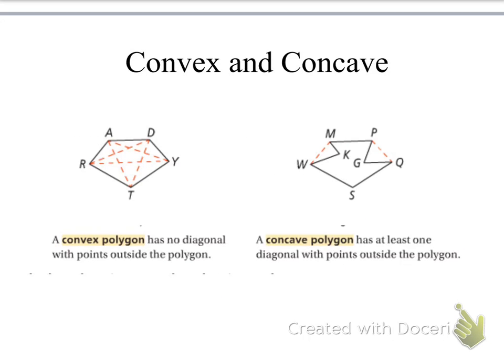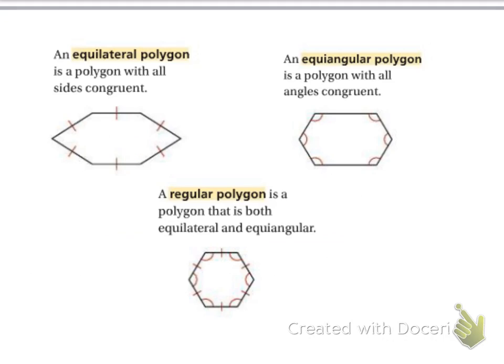We also have convex and concave. So concave polygons cave in. So it's like if a little person sat inside a cave. Okay, so they cave in. Convex, they don't cave in anywhere. It has no diagonals with points outside the polygon, where if I made diagonals with these points, it would be sitting outside the polygon from corner to corner.